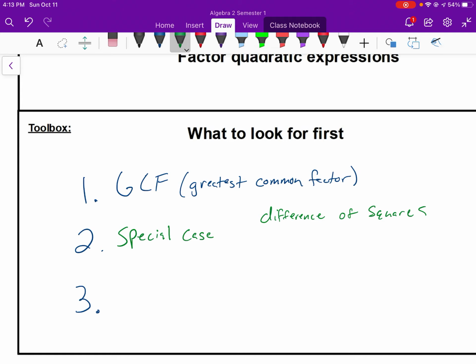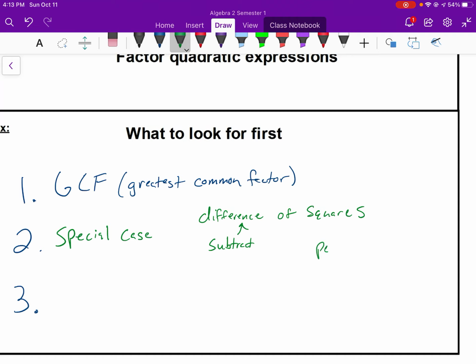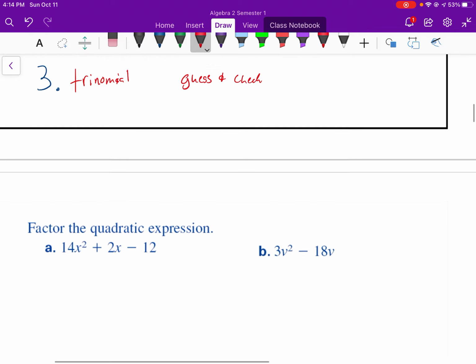Let's break that down. Difference means subtracting. So we're subtracting perfect squares, and we'll talk about perfect squares once we get to some of those examples. And then finally, the third thing is if it's a trinomial, meaning it has three terms in the expression. From there, it's really going to be just guess and check. The more we do this, the better you're going to get at it, so it's very important that you do all of the homework for this lesson.